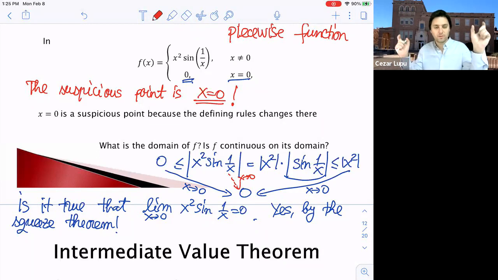You see, you have two functions. In our case, f less than g less than h. So f is 0, h is x squared. Both of them go to 0, so g is between them, so it gets squeezed to 0 as well.